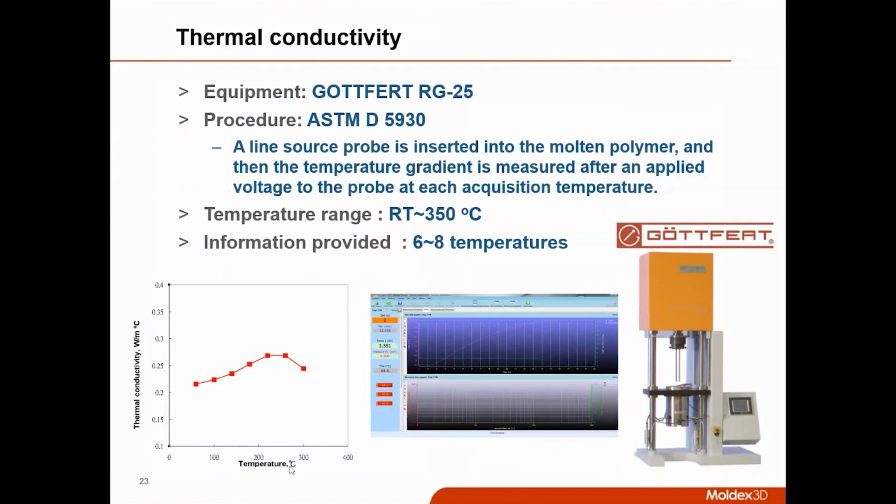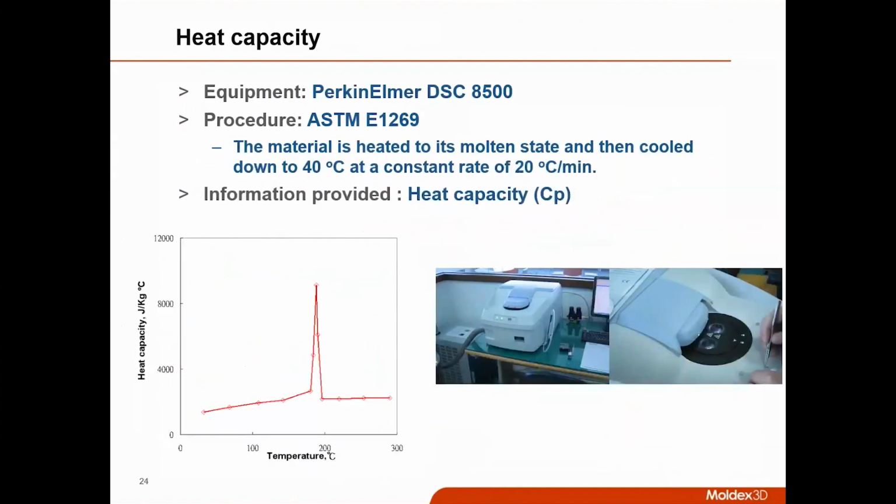Okay, so we will measure thermal conductivities at different temperatures, because it is also a function of temperature. We will do that for the materials. And Cp is another important parameter. For the Cp here, we follow ASTM standards: we heat the material up to a molten state and then cool it down at a constant cooling rate, and then we obtain the Cp heat capacity.